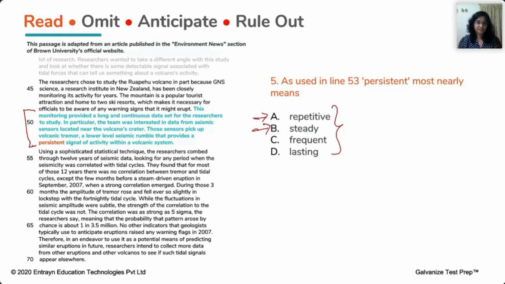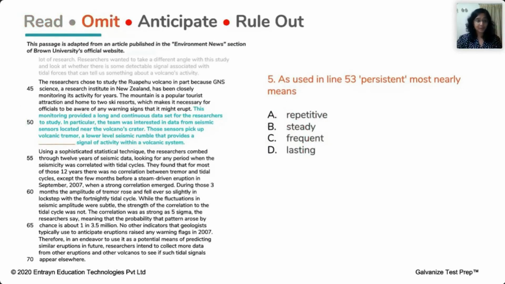Lasting means it lasts for a long time. A lasting friendship, persistent courtship. So yeah, it is lasting. So all of these, now you will get confused. All of them sound a lot like persistent, and that is why we tell you to not read the answer choices until you have done the step of anticipating the answer choice. So let's actually do that.